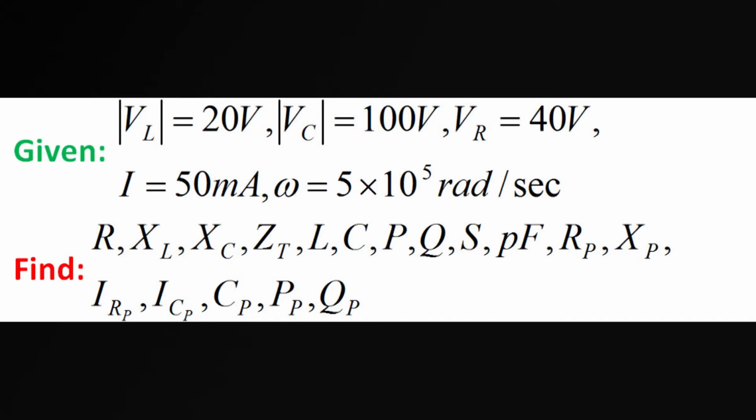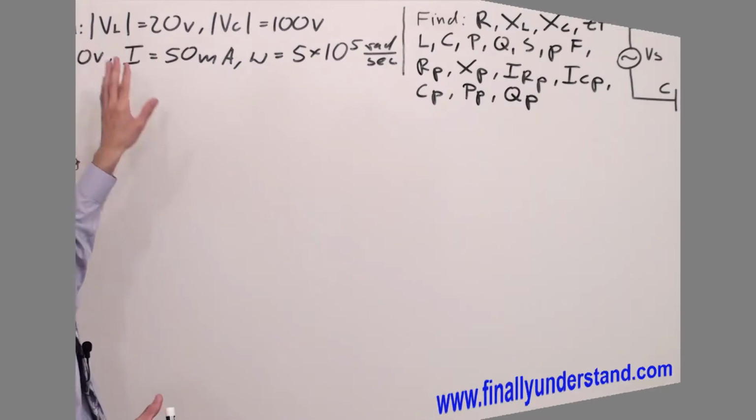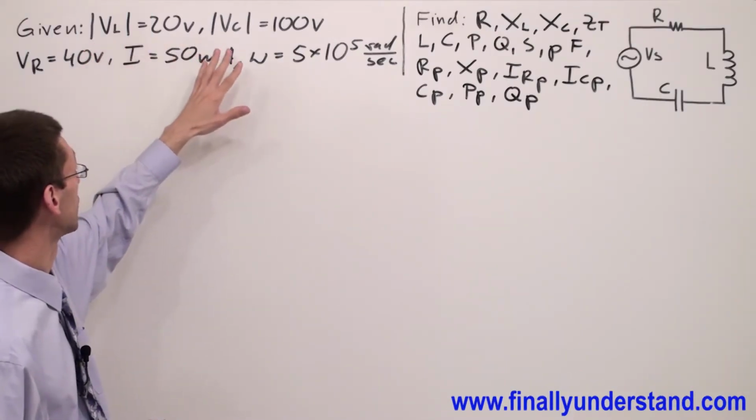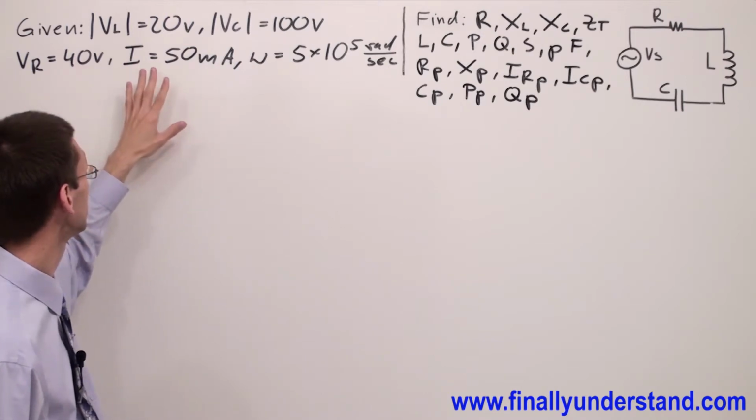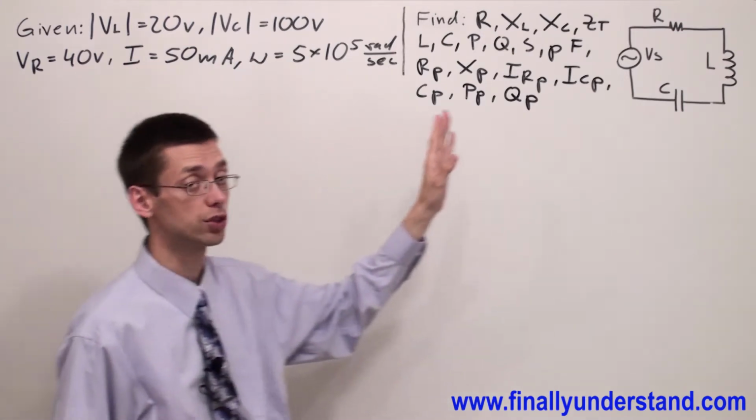Let's take a look at this example. This time we have given voltage across the inductor, voltage across the capacitor, and also voltage across the resistor and current. And this is a series circuit.